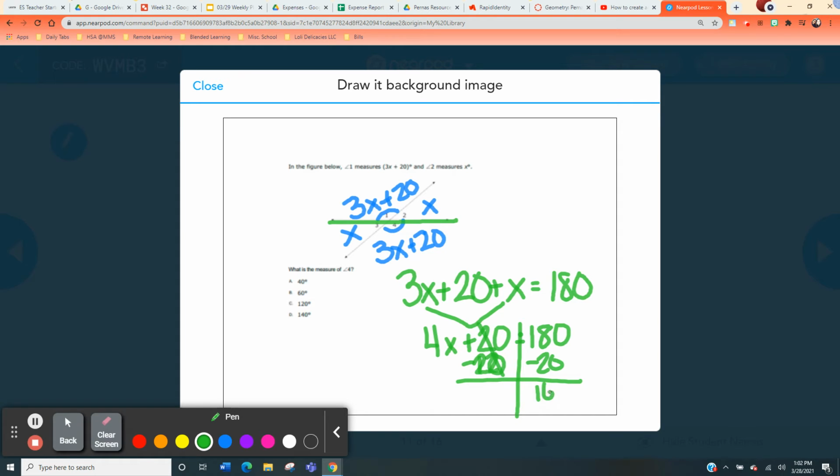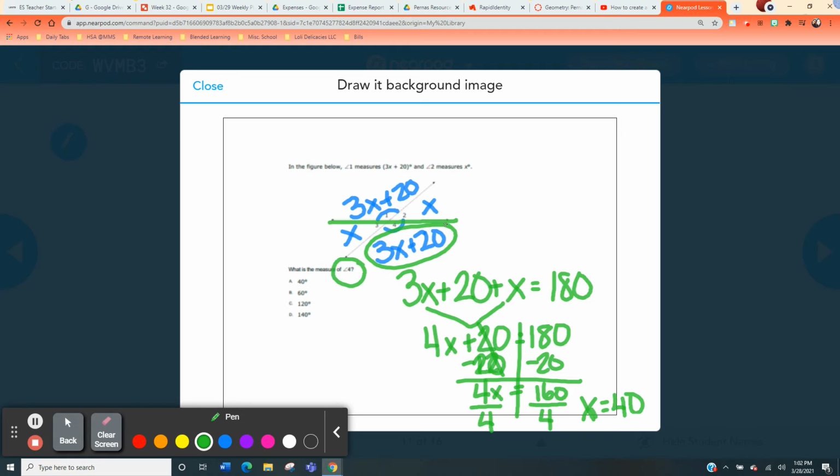That gives me 160. So 4x equals 160. Then I would divide by 4. 160 divided by 4 would give me x equals 40. So now I'm going to go back and read the question. It says, what is the measure of angle 4? Now keep in mind, angle 4 is 3x plus 20.